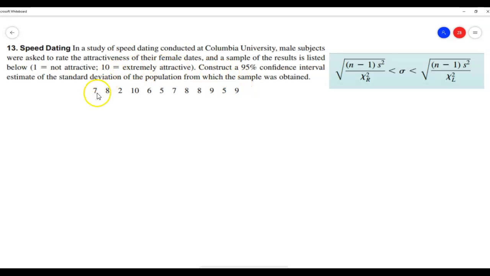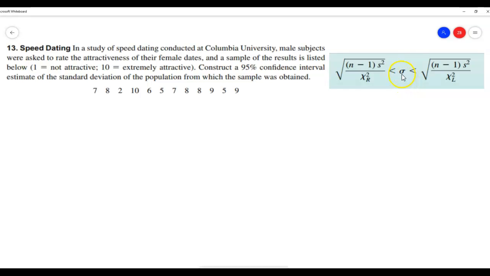So here it looks like they have 12 different values. So that means that 12 people were given a result of either not attractive, very attractive, or somewhere in between. Looks like somebody there was pretty good looking. We got a 2 in there, so somebody was not very impressed, but 12 total results. And we want to set up a confidence interval with a 95% confidence level. And this is how we're going to set it up here.